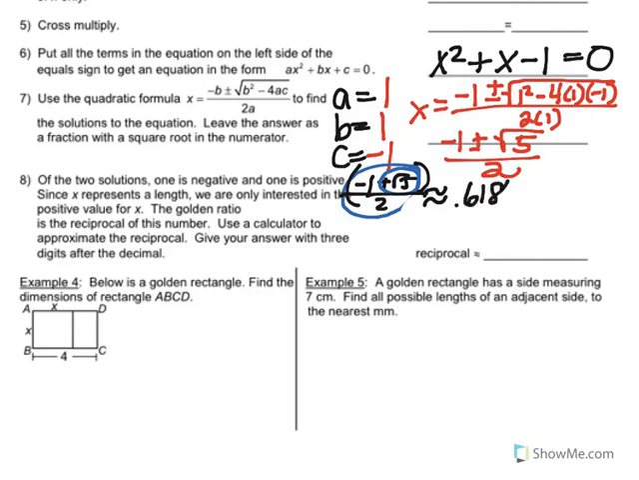Now, I would like you to find the reciprocal of that. What does it mean to find the reciprocal? It means to take your fraction and flip it. So take 2 and divide it by -1 plus the square root of 5. And when you do that, you find out that the reciprocal is our golden ratio, 1.618.